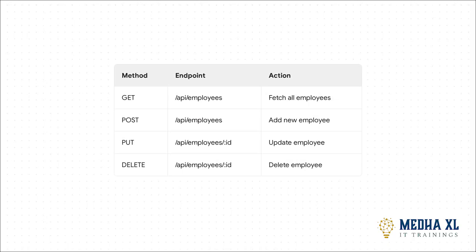Think of this table as our restaurant's menu. A GET request to /api/employees is like asking the waiter, hey, can I see all the specials? It just fetches all the employee data. A POST request, that's you placing a brand new order. A PUT request is for updating an existing employee, kind of like changing your mind about your side dish. And a DELETE request, well, that one's pretty obvious. You're just canceling the order.